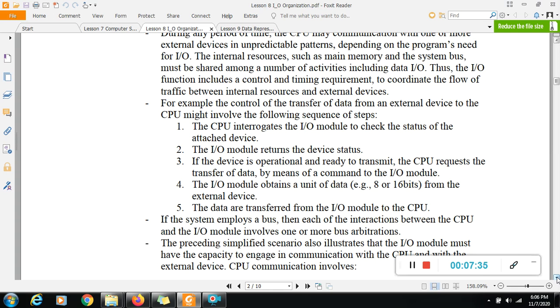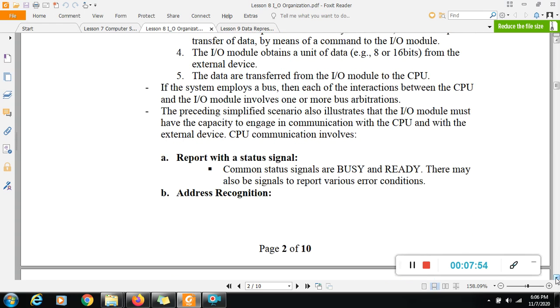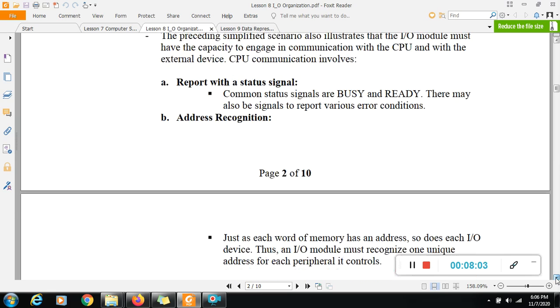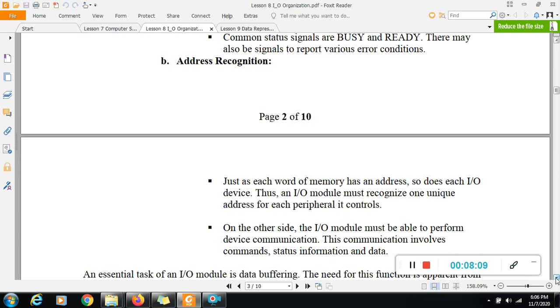If the system employs a bus, then each of the interactions between the CPU and the input-output module involves one or more bus arbitrations. The preceding simplified scenario also illustrates that the input-output module must have the capacity to engage in communication with the CPU and with the external device. CPU communication involves, first, reporting with a status signal. Common status signals could be busy and ready. There are also signals to report various error conditions. Address recognition: just as each word of memory has an address, so does each input-output device. In other words, each input-output device has an address. Thus, an input-output module must recognize one unique address for each peripheral it controls.